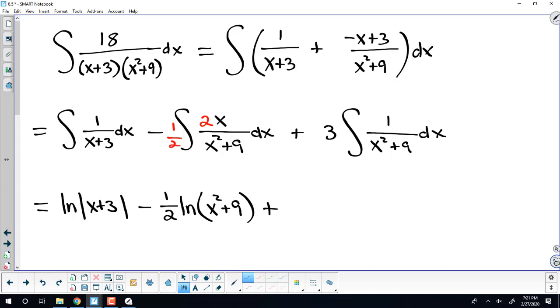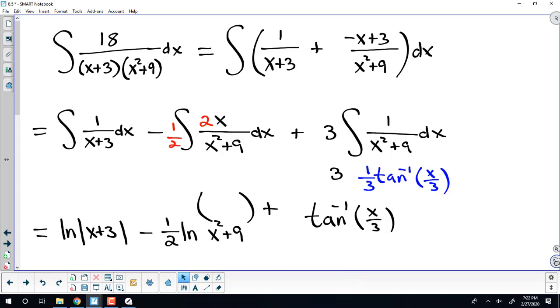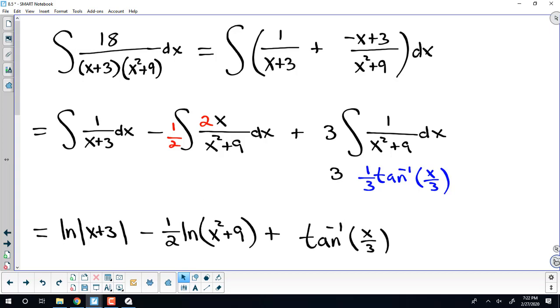Plus 3 times, what's the antiderivative of 1 over x squared plus 9? Inverse tangent of x over 3. What do y'all think? 1/3 up front. Yeah, the 1/3, 1 over 3, inverse tangent of x over 3. So we have just the inverse tangent of x over 3. Is that what you were thinking about, the overall result? Yeah. Okay, good. Plus some constant.